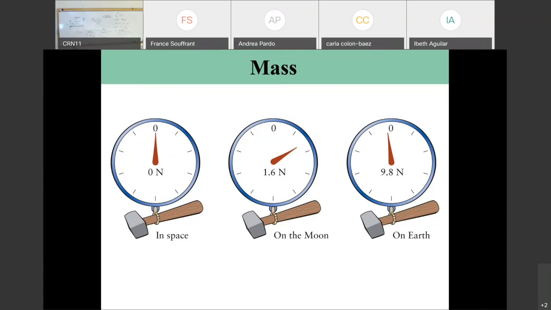These Newton scales depend on gravity. If you are far enough from a planet, in an empty space where there is no gravity per se, the weight will be 0, even though there is mass. On the moon, 1.6 newtons. So we're talking about a 1 kilogram mass. And on Earth, 9.8 newtons, because mg is equal to 9.8. Gravity on Earth is approximately 9.8 meters per second squared. So there you are.